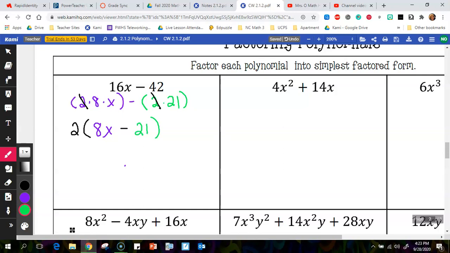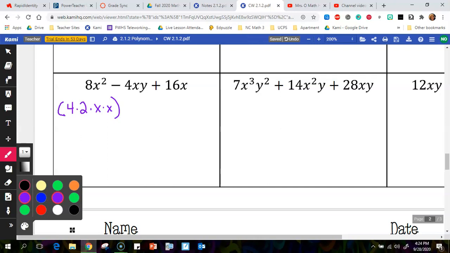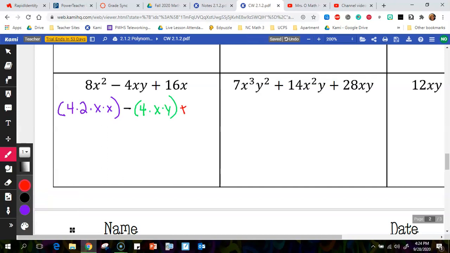Let's go down here and look at this one. So 8, 4, and 16. I'm still going to have that minus. I don't really need to think about it as negative or anything like that. It's just 4. 8, 4, and 16. So 4 will go into all of those. So let's rewrite the 8x squared as 4 times 2 times x times x, because x squared is x times x. And then I've got that minus. Let's rewrite the 4xy as 4 times x times y. And then the 16x plus, and that's going to be 4 times 4 times x.